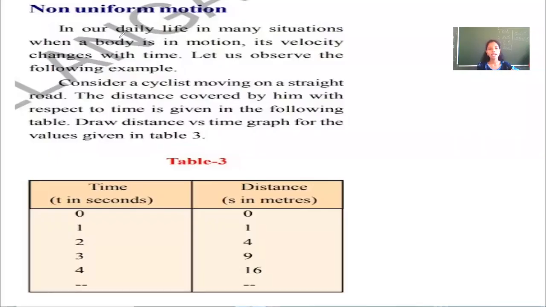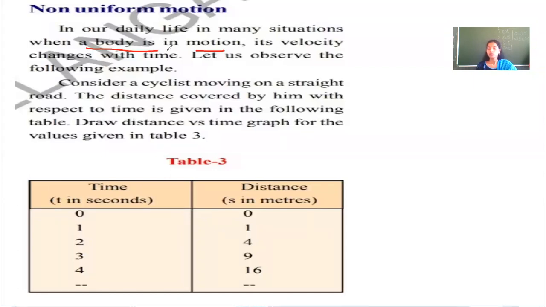So in our daily life, in many situations, when a body is in motion, its velocity changes with time. Okay, always the velocity is not the same number. In all situations, we may not move with a constant velocity. Sometimes the velocity may increase, sometimes decrease, sometimes it is constant.